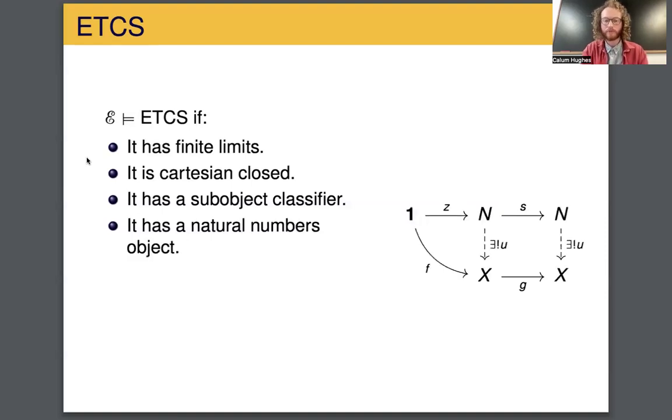So we also need the existence of a natural numbers object. So this is an object N in our category, together with a map out of the terminal object and a map from N to N. And this has a universal property that if we have some other thing that looks like a natural numbers object, there must exist a unique map from N into X.